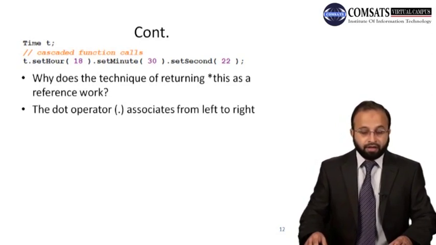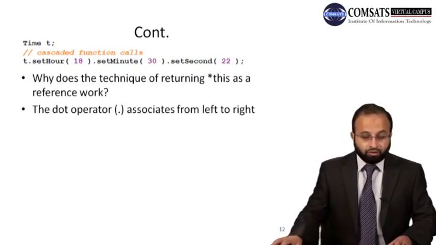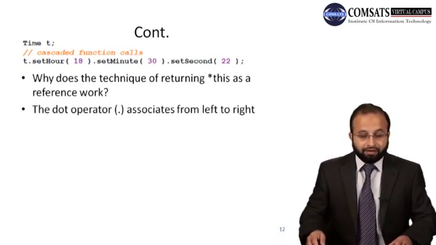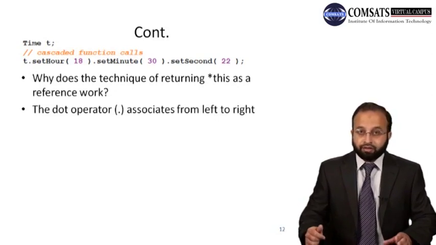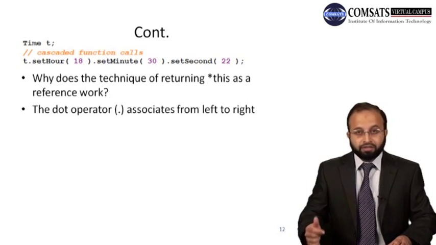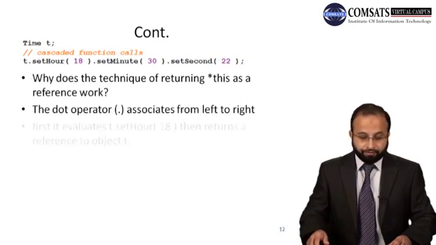The dot operator associates from left to right. So first it will call the function t.setHour, starting from the left side. Then the reference of that call will be returned. That call returns the reference of the object time, and then the second function, setMinute, will be called, and so on.